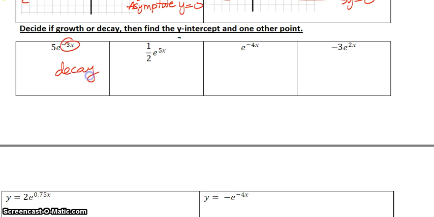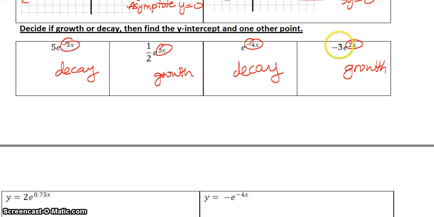Decay, growth, decay, and see how it doesn't matter what's in front of it. All that matters is the exponent, and this is growth. So even though there's a negative 3 in front of there, that doesn't make it a decay function.